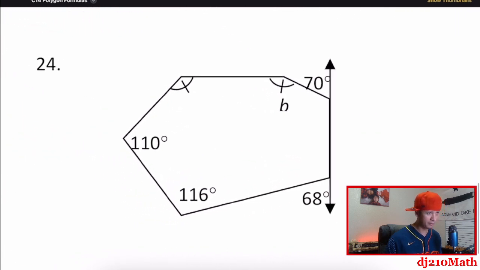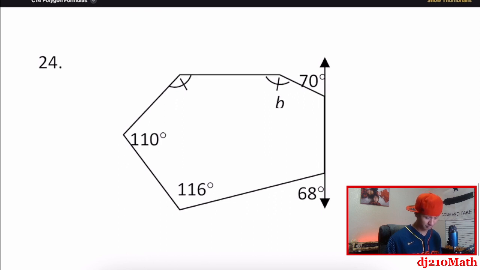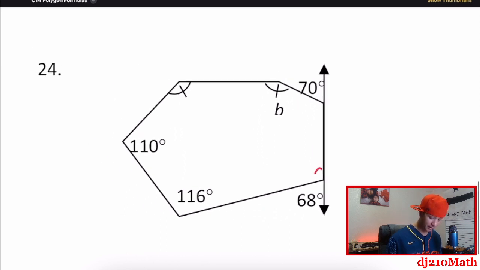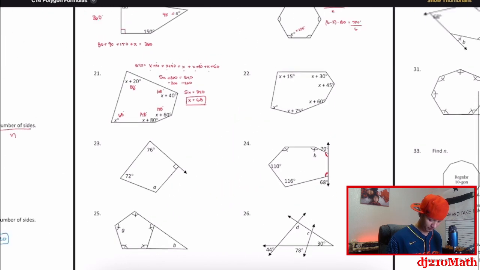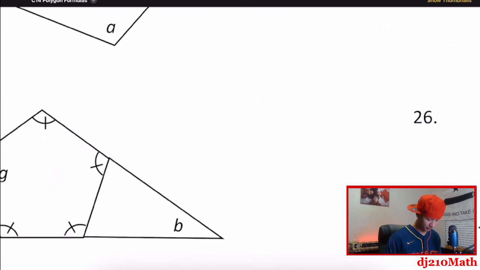Here we have 1, 2, 3, 4, 5, a pentagon. Here, you use the fact that this is a straight angle. So 180 minus 68 will give you this interior. And then 180 minus 70 will give you this interior. And then these two must be the same. 25 is more of the same.